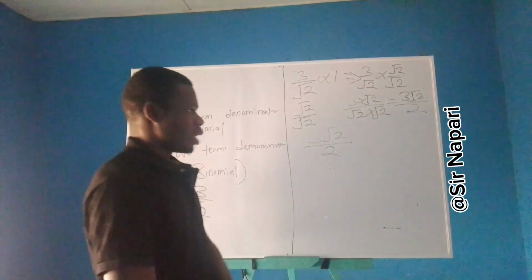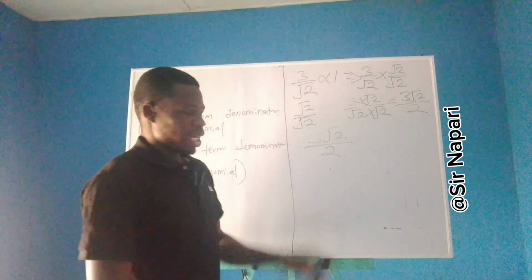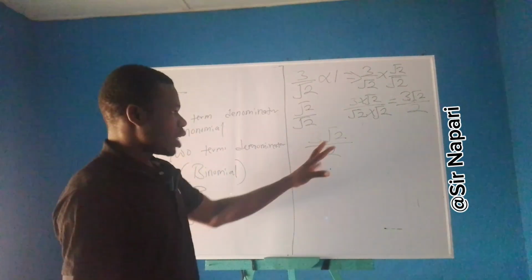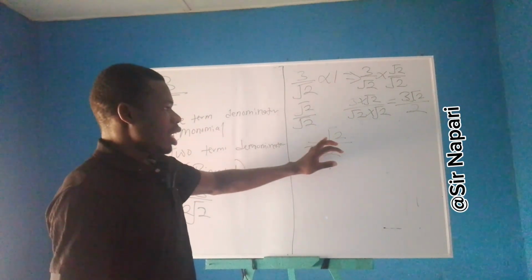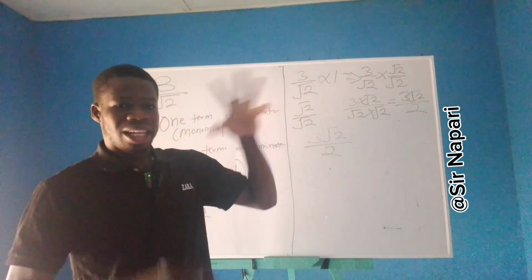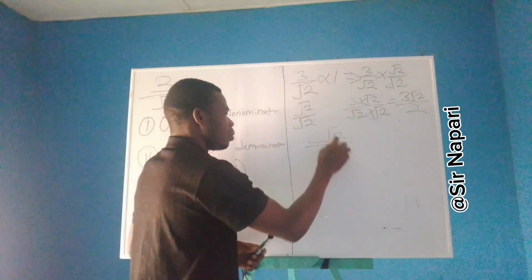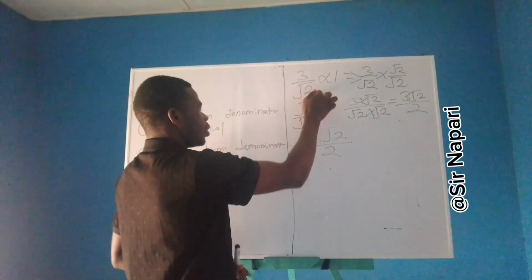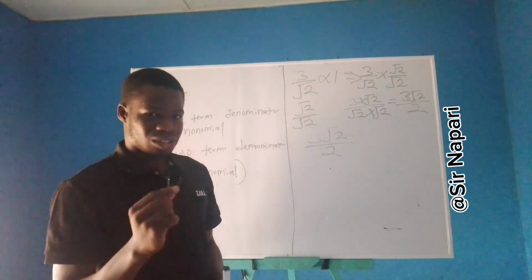3 multiply root 2 all divided by 2. Now, when you take a look at our final answer, we didn't eliminate the root entirely from the fraction. We just changed the position. It was in the bottom, now it is on top.